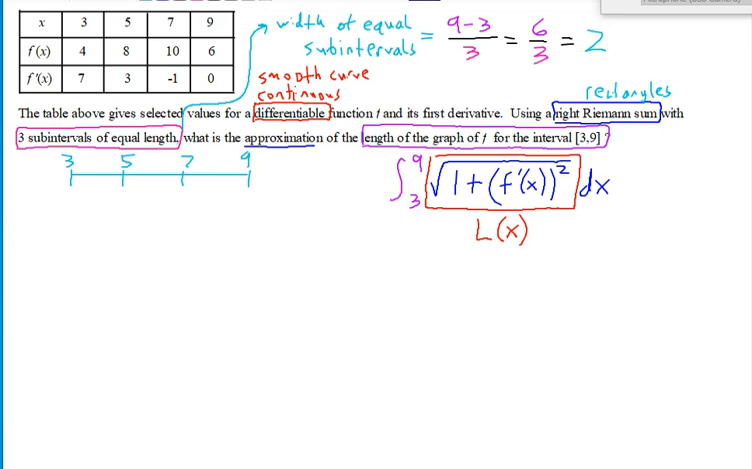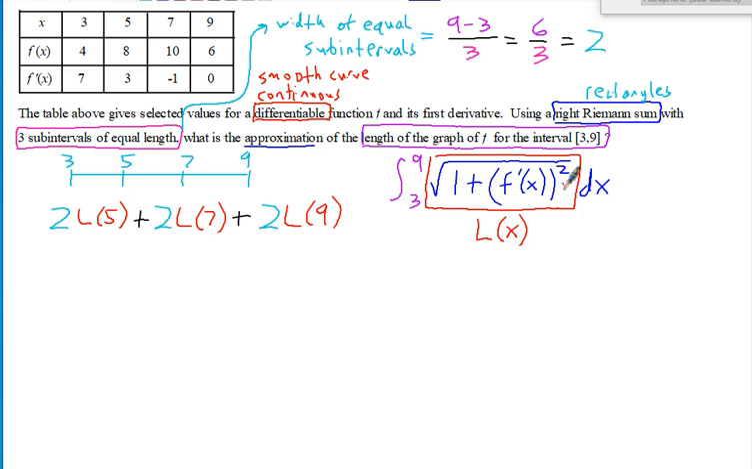So we take the width 2 times the height, the right endpoint of the first subinterval, you can see from 3 to 5, it would be 5, so L of 5. Plus, the width again is 2, times the arc length of the second one using the right endpoint, L of 7, plus 2 times L of 9. And now we can substitute those in for x, 5, 7, and 9, into L of x, which is the arc length formula we have.